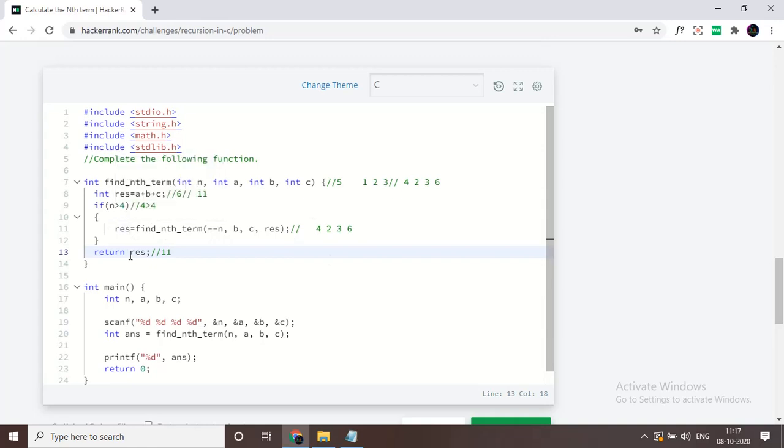Instead of 3, why am I taking greater than 4? You have to observe this point only. Why? Because for the last time we have to calculate the result, but I am not calling the function. That's why I am taking greater than 4 instead of greater than 3.